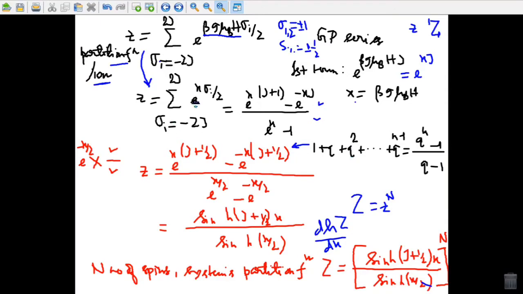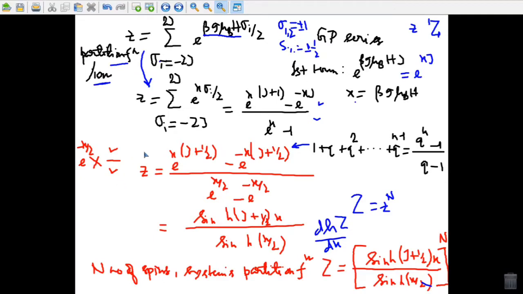So multiplying the numerator and the denominator in the last fraction by e to the power minus x by 2, it turns out that small z is equal to e to the power x(J plus half) minus e to the power minus x(J plus half) divided by e to the power x by 2 minus e to the power minus x by 2, which is nothing but the hyperbolic sine: sinh of (J plus half) x divided by sinh of x by 2.